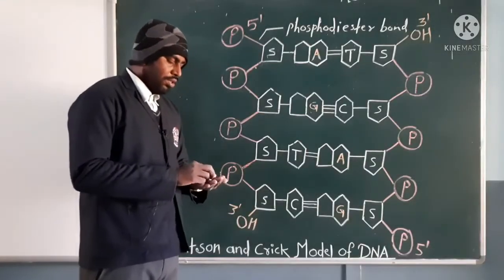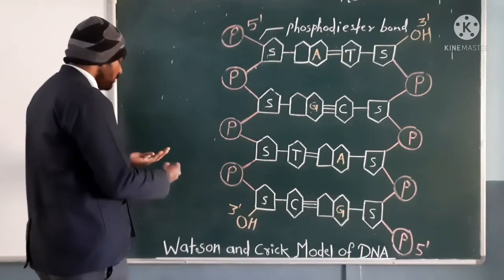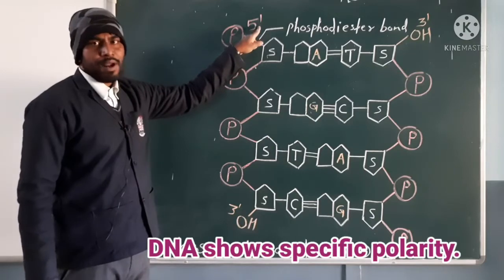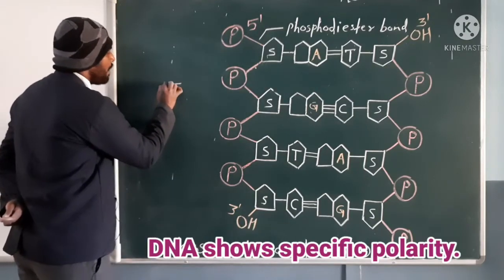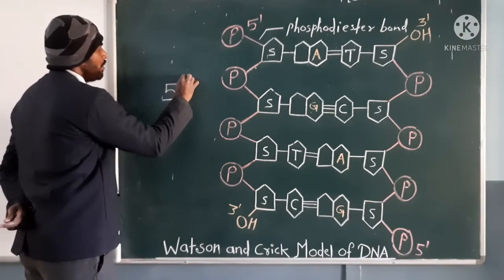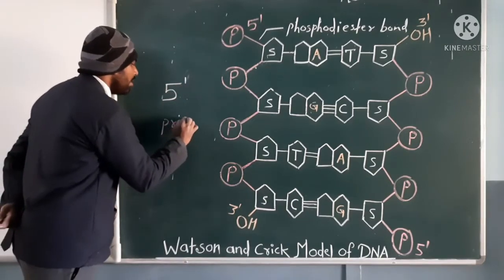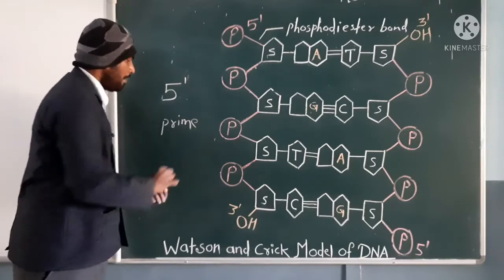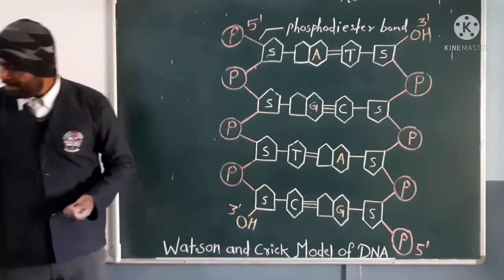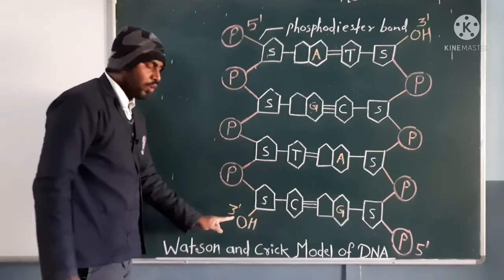One more concept that they revealed, respected Watson and Crick, is that DNA shows a specific polarity. You can see here I have written 5 prime. It should be read as 5 prime: the number is 5 and this apostrophe-like symbol is read as prime. Okay, bacho? Must remember this thing. So DNA shows 2 specific ends, that means there are 2 different ends of DNA, the 5 prime end and the 3 prime end.